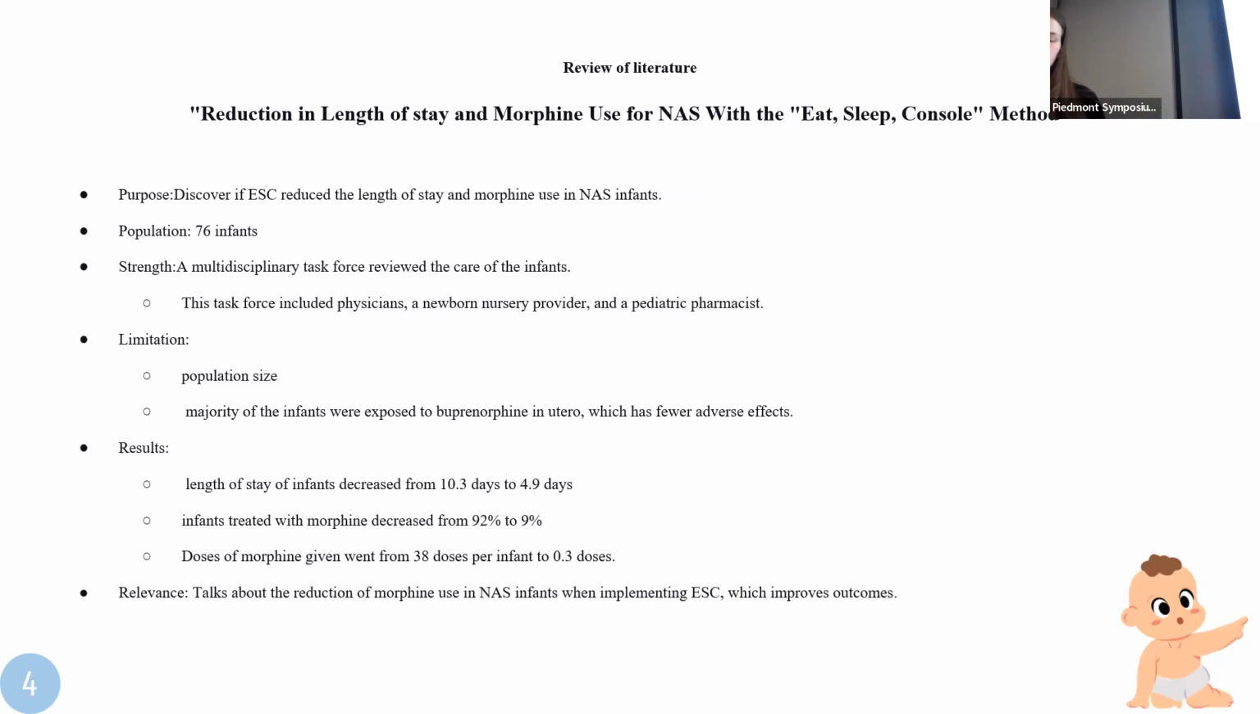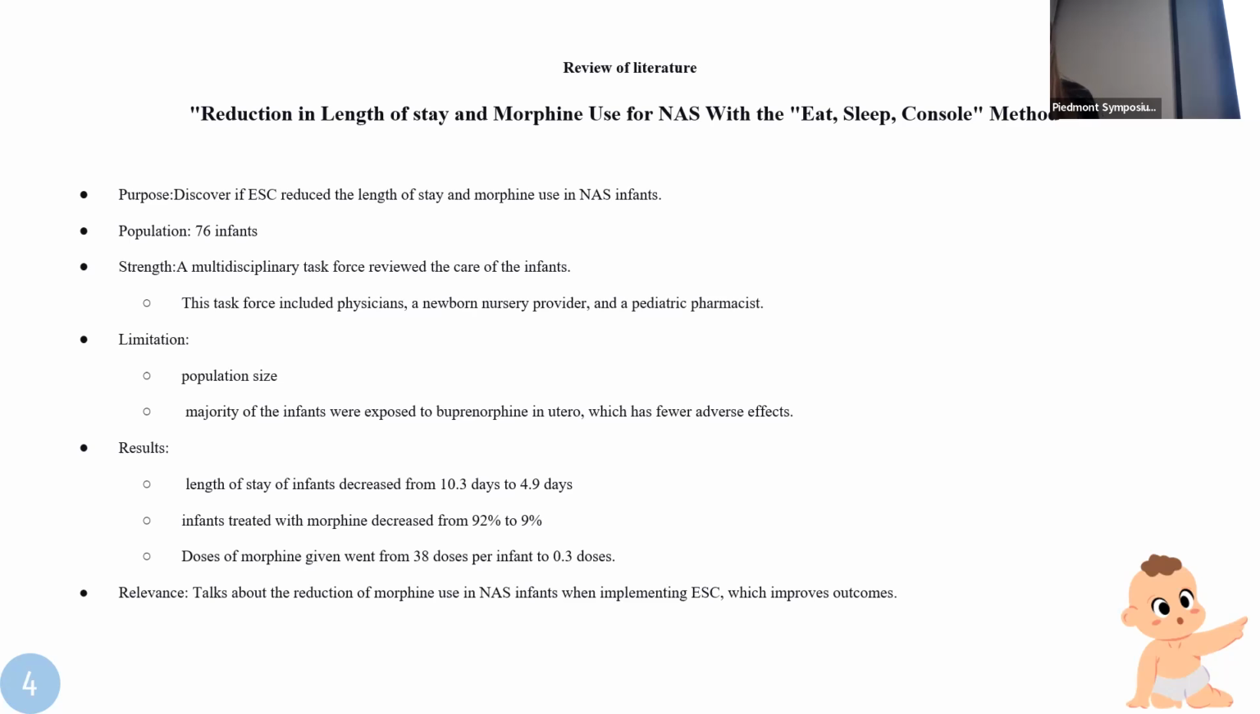My 4th article is a reduction in length of stay and morphine use for NOS with the Eat, Sleep, Console method. The purpose of this article was to discover if Eat, Sleep, Console reduced the length of stay and morphine use in NOS infants. The population was 76 infants.